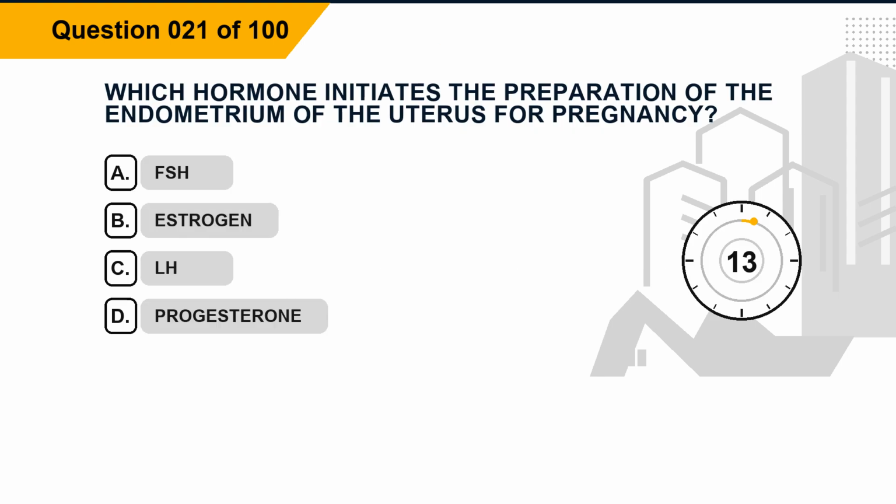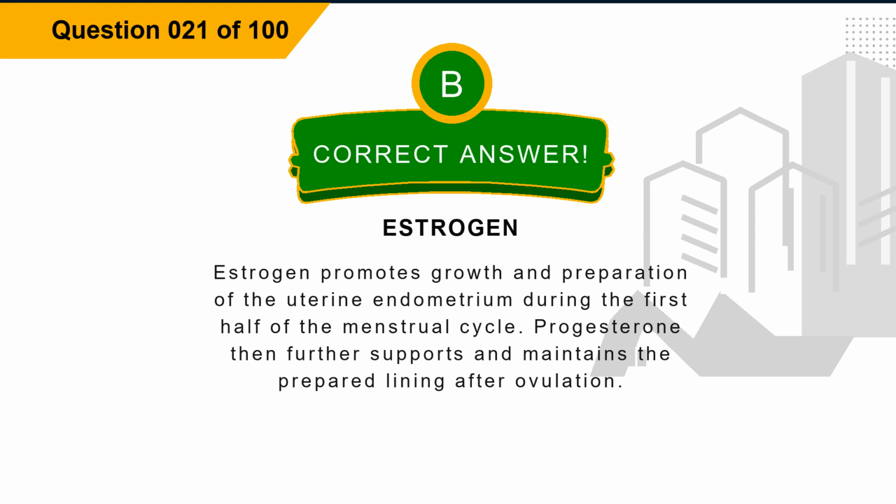Question 21. Which hormone initiates the preparation of the endometrium of the uterus for pregnancy? Option A, FSH. Option B, estrogen. Option C, LH. Option D, progesterone. The correct answer is option B, estrogen. Explanation: estrogen promotes growth and preparation of the uterine endometrium during the first half of the menstrual cycle. Progesterone then further supports and maintains the prepared lining after ovulation.